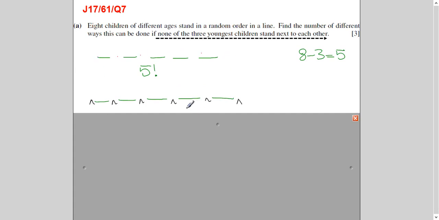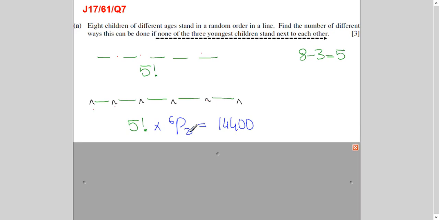So what are the possible positions for them to sit? 1, 2, 3, 4, 5, 6. So out of these 6 positions, they can sit on any 3 positions. So that will be 6P3. So altogether, it will be 5 factorial into 6P3.